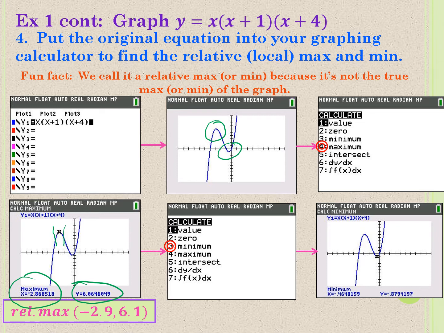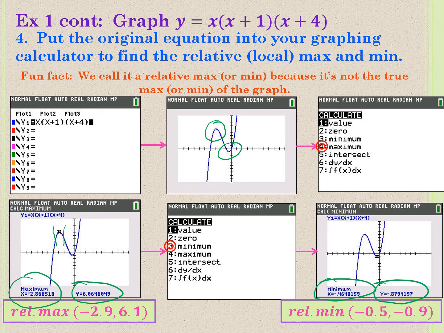So you move a little bit to the right and hit enter. Then it's going to ask you for a guess. We do not have time to be guessing, so just hit enter. Left bound is to the left of the minimum, right bound is to the right of the minimum. It doesn't have to be a great amount as long as you're on the left and then on the right. Then hit enter for the guess, and it will give you the minimum. Again, we write that as a coordinate point. If we round to the 10th place, it is (-0.5, -0.9).